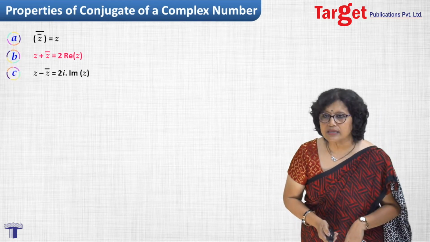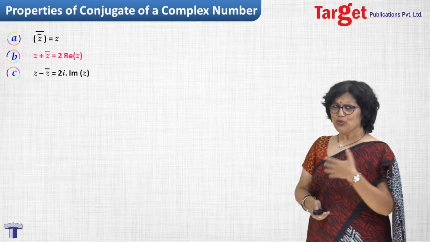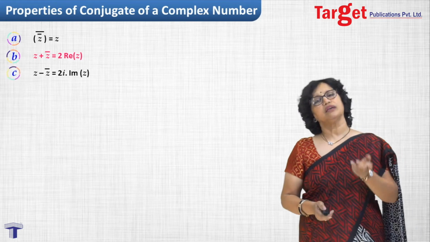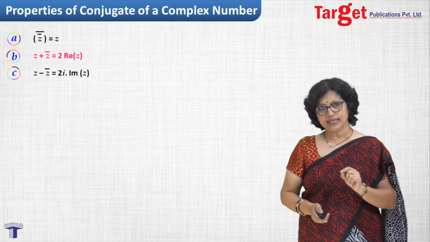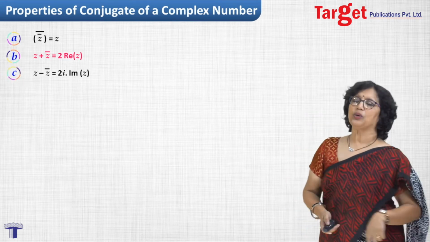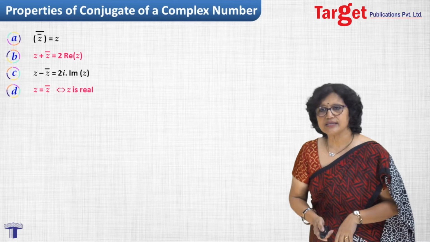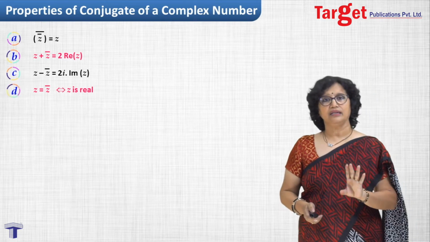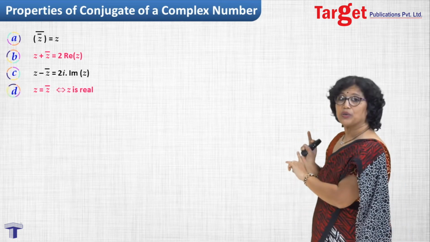Now the third is z minus z bar, which was expected, right? It is nothing but 2i times the imaginary part of z. You can work it out yourself and check whether it is right or not. It is. Next is z equal to z bar, which leads to z is real. And I have written the equivalent notation there.